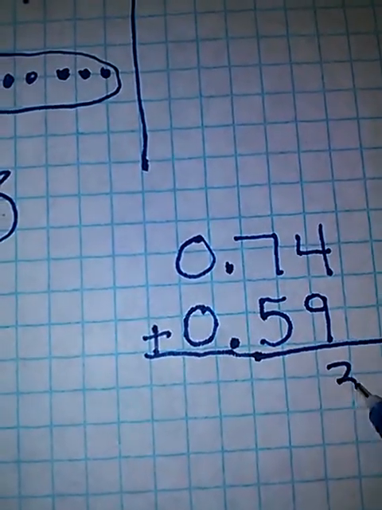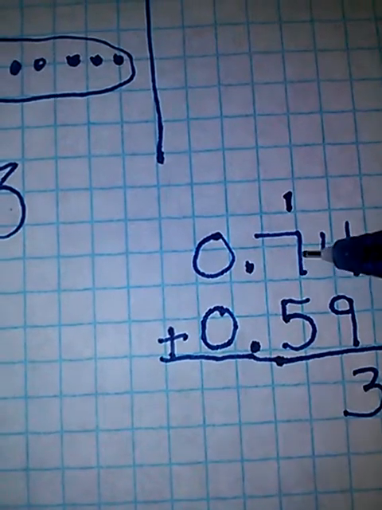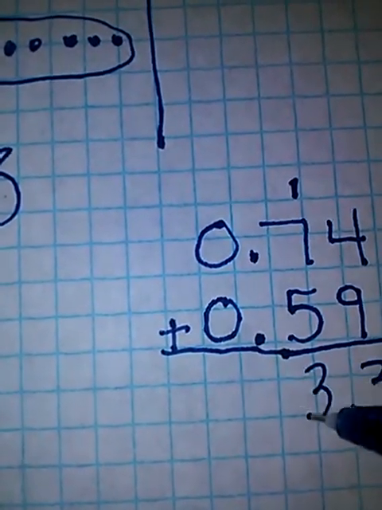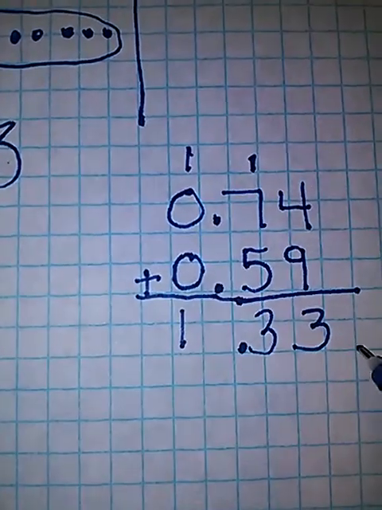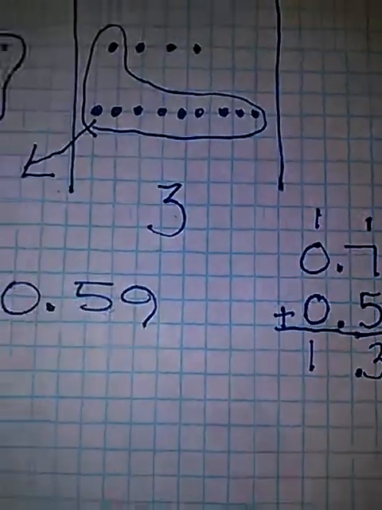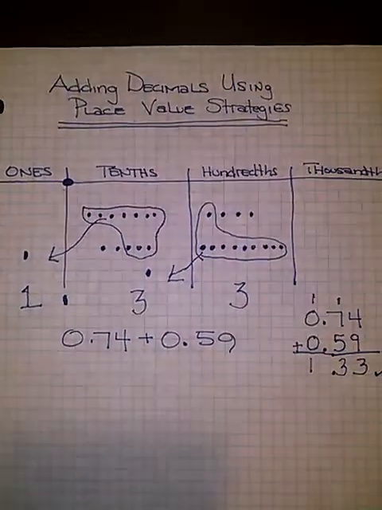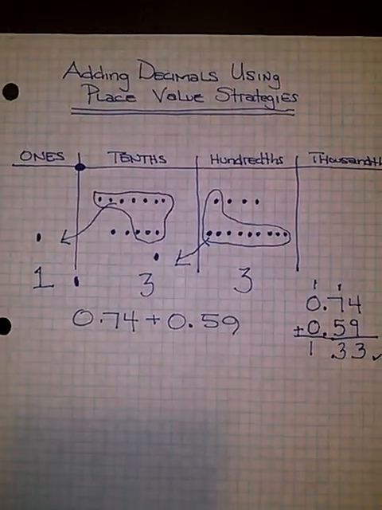Nine plus 4 is 13. Again, we carry the 1. 7 plus 1 is 8, plus 5 is also 13. And 1. So we got 1 and 33 hundredths, which is the same value as we got when we added the decimals using the place value chart.